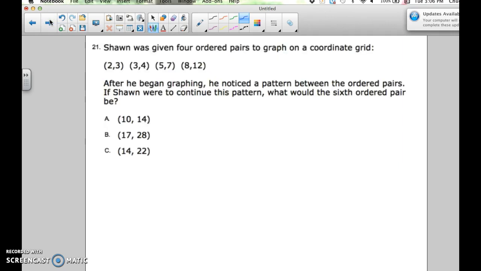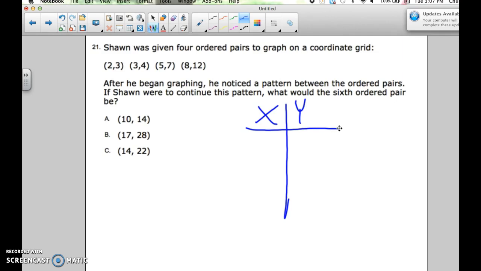Sean was given 4 ordered pairs to graph on a coordinate grid. (2, 3), (3, 4), (5, 7), (8, 12). After he began graphing, he noticed a pattern. If he continued this pattern, what would be the 6th ordered pair? I can't solve this unless I have a chart. What are the 2 letters in my chart? X and Y. Make sure you do them in order. It does not matter if you do yours vertically or horizontally. It's the same pattern, right?